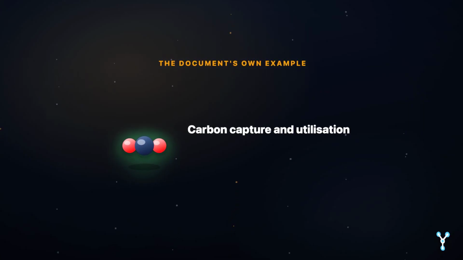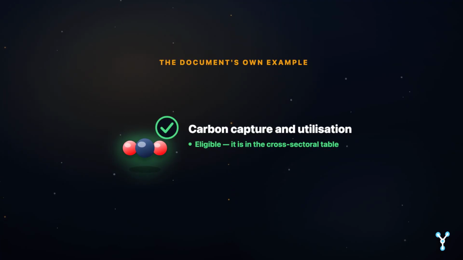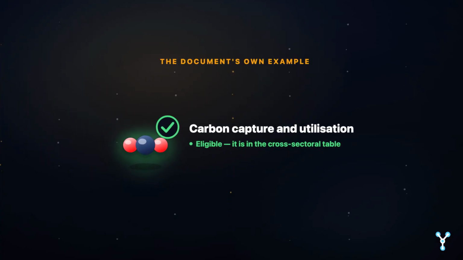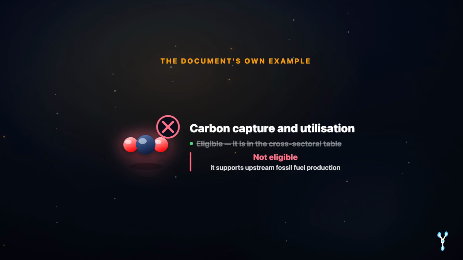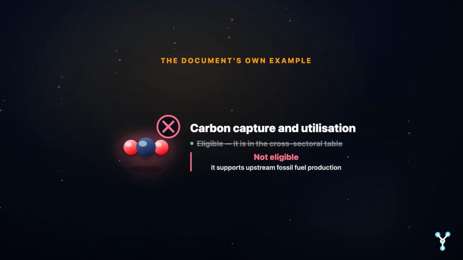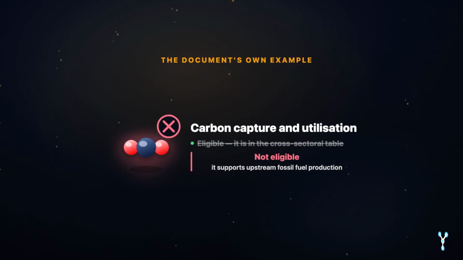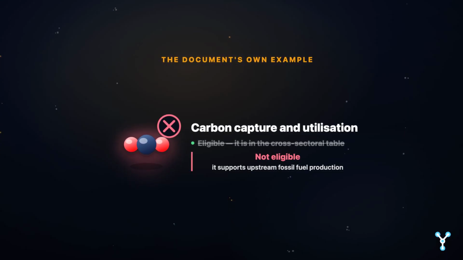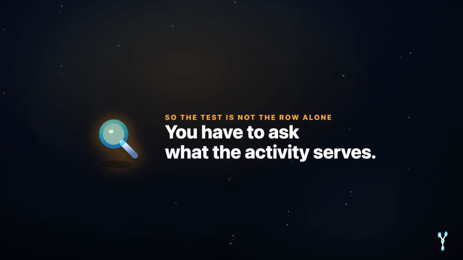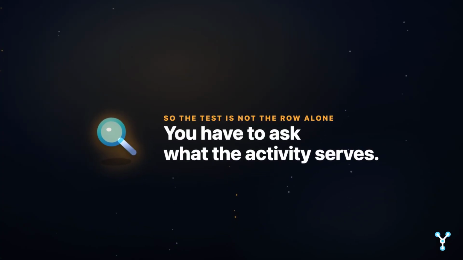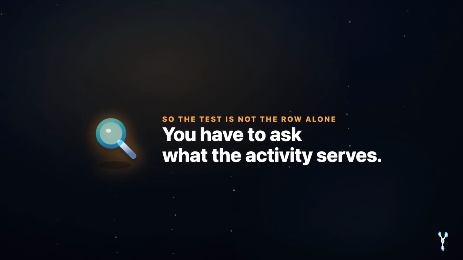Carbon capture and utilization for enhanced oil recovery. Carbon capture is an eligible activity in the cross-sectoral table. But when the captured carbon dioxide is used to push more oil out of a reservoir, the activity supports upstream fossil fuel production, and it is not eligible. So eligibility is not decided by the row alone. You have to ask what the activity serves.